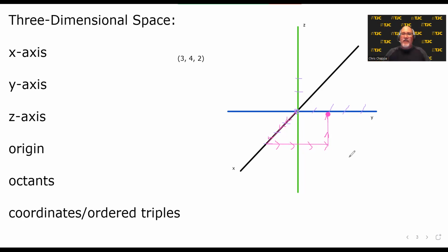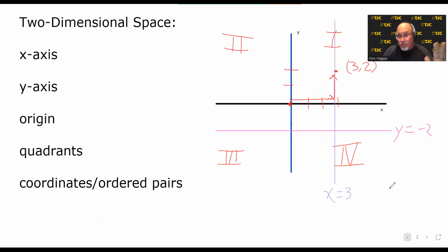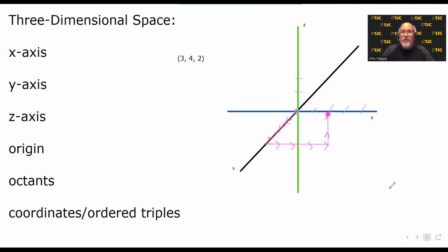Now, I've looked online, and it's pretty generally accepted that the octants do not have a numbered system like the quadrants do. The quadrants are 1, 2, 3, 4. That's fairly universal. There's only one octant that is actually called the first octant, and the first octant is where x, y, and z are all positive. So in general, the only octant with a specific name is the first octant. And that's where x is greater than 0, y is greater than 0, and z is greater than 0.